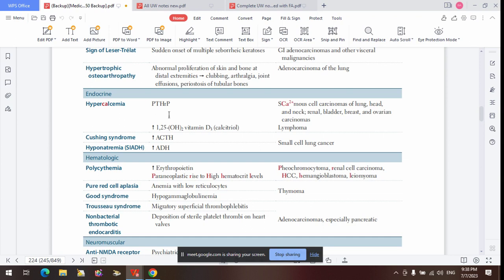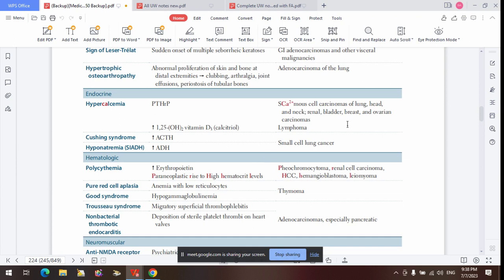Lymphoma typically increases the level of vitamin D3, and both of them will cause hypercalcemia. That's an endocrine paraneoplastic manifestation. Another endocrine paraneoplastic manifestation we can have is Cushing syndrome, which is associated with increased level of ACTH, and hyponatremia from syndrome of inappropriate secretion of ADH. Both of them can come from small cell carcinoma of the lung. So small cell carcinoma of the lung can elevate two A's, ACTH and ADH.